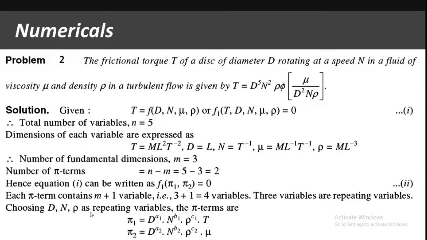Okay, so choosing d, n, and rho as repeating variables, therefore the pi terms are pi1 equals d to the power a1, n to the power b1, rho to the power c1 into t, and pi2 will be d to the power a2, n to the power b2, rho to the power c2 into the remaining variable, which is mu. Then first of all we will find pi1. So we know pi1 equals d to the power a1, n to the power b1, rho to the power c1 into t.